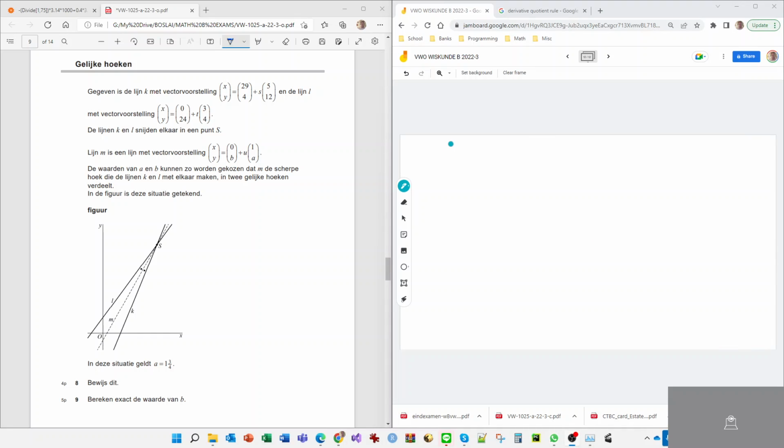Question 9. Calculate exactly the value of b. So do it analytically. Well, we just need to figure out for which b this line m goes through S. So let's first calculate the snijpunt, the intersection S.